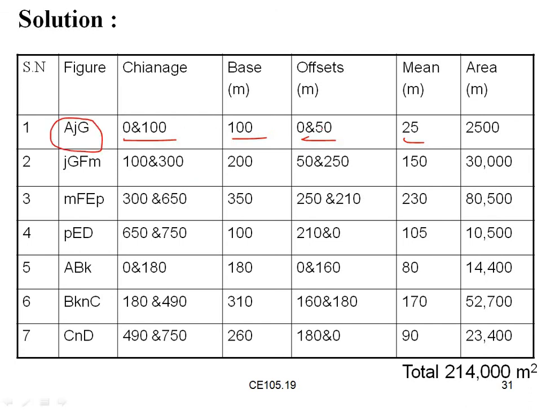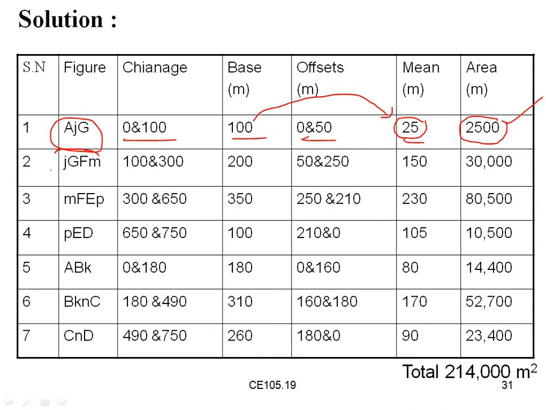So 0 plus 50 by 2, that is called 25. So how will we get 2500? We have to calculate 100 into 25. Then you will get 2500 meters square.